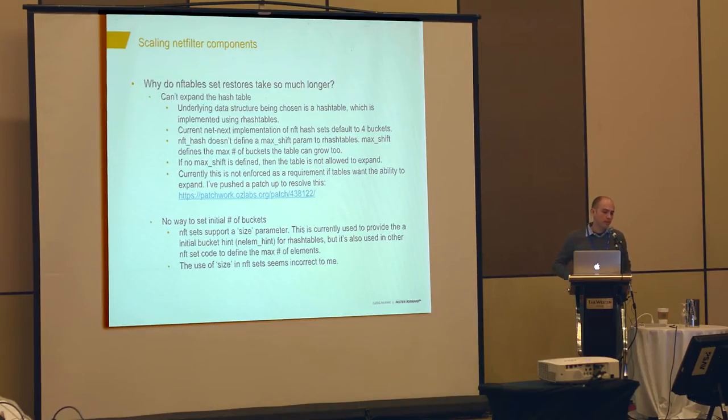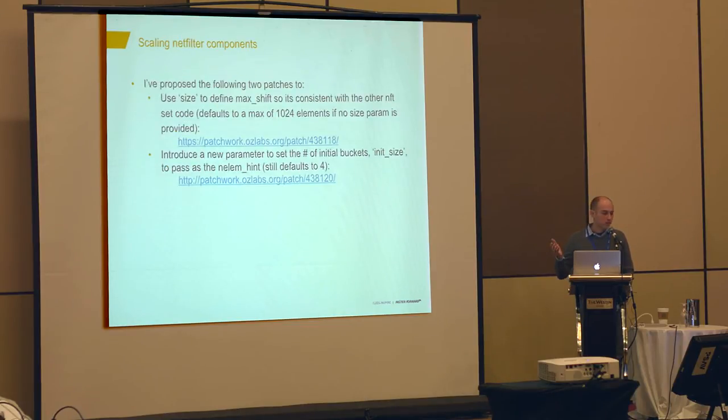So this seemed incorrect, and I proposed two patches here. One is to use the size parameter to define max shift for nft hash sets so that it's consistent with the other nft code. If you don't define a size parameter in the rule set, I defaulted it to 1,000 elements. That was just an arbitrary number that seemed reasonable at the time. There's a link to that patch.